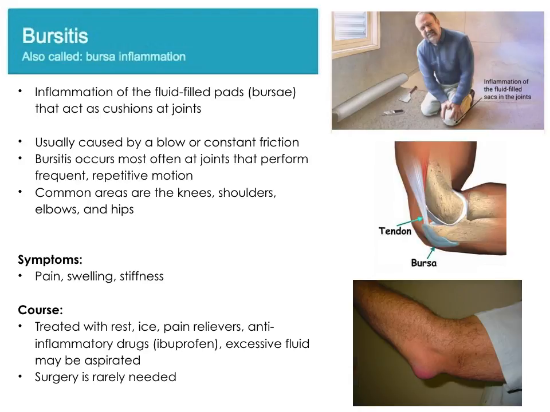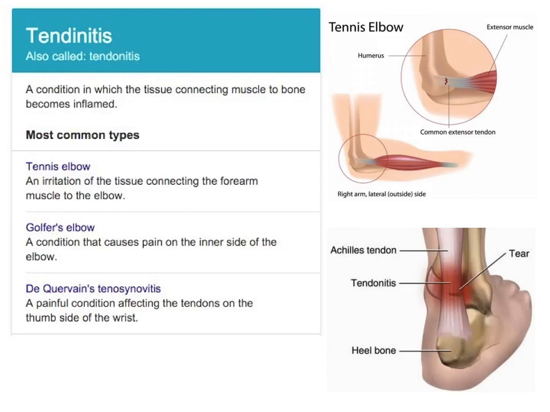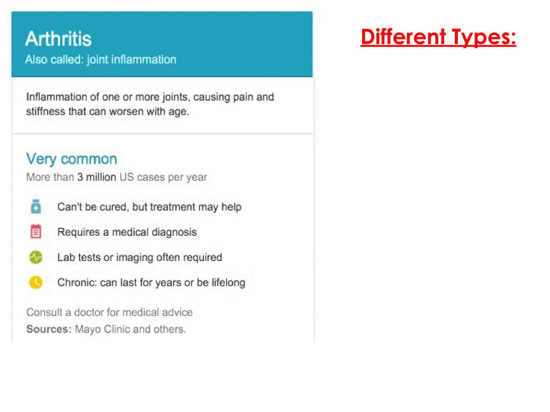Bursitis, it's also called bursa inflammation. This is inflammation at the fluid-filled pads that act as cushions at joints, typically associated with pain, swelling, and stiffness. Tendinitis is a condition where the tissue connecting muscle to bone becomes inflamed. Typically, this happens in athletes that use their joints a lot. They'll experience some tendinitis. Arthritis is also a joint inflammation. This inflammation at one or more joints causes pain and stiffness that typically gets worse with age.